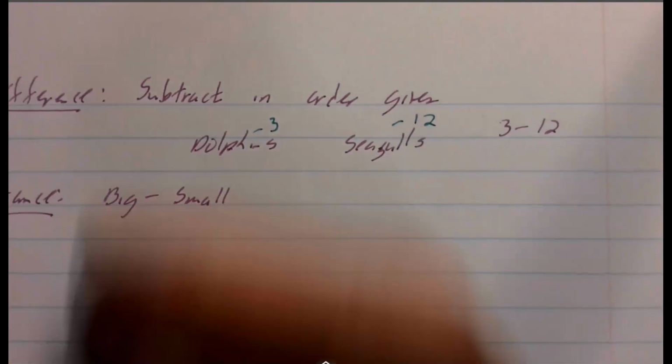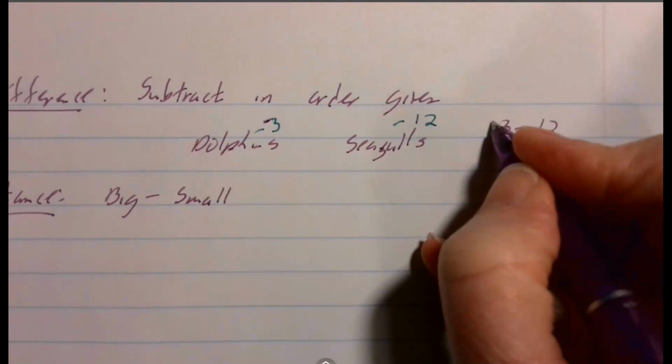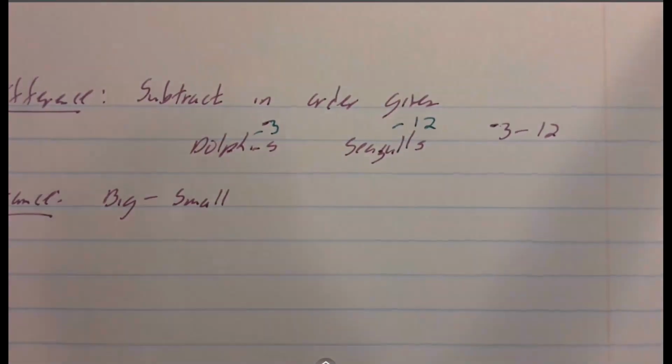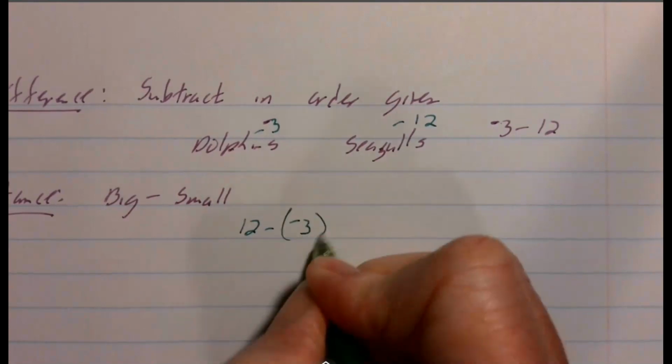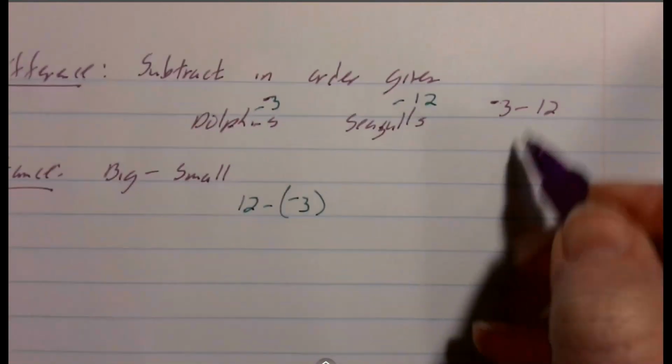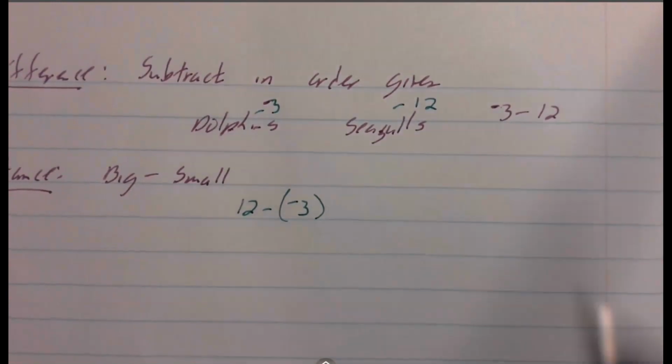Oh, hey, wait a second. This would be a -3. It'd be a -3. Hello, that was below sea level. Big minus small, I would take 12 minus -3. Now on both of these, you want to change them to addition and then use your rules for addition. So you're going to rewrite them as addition, then use your rules for addition.